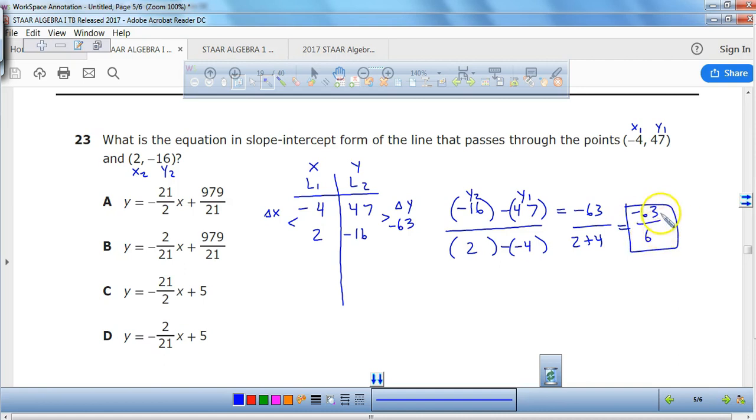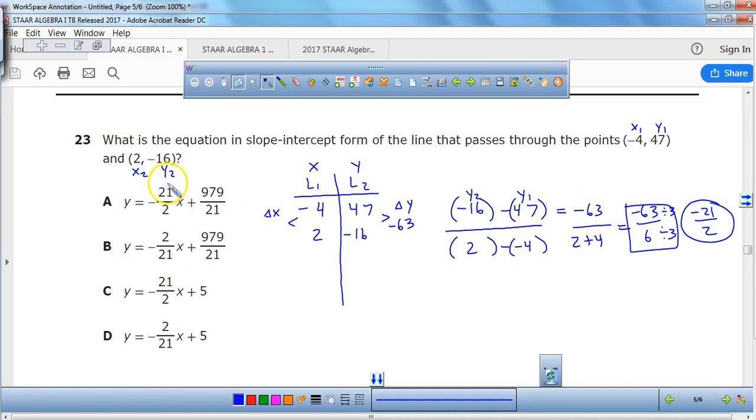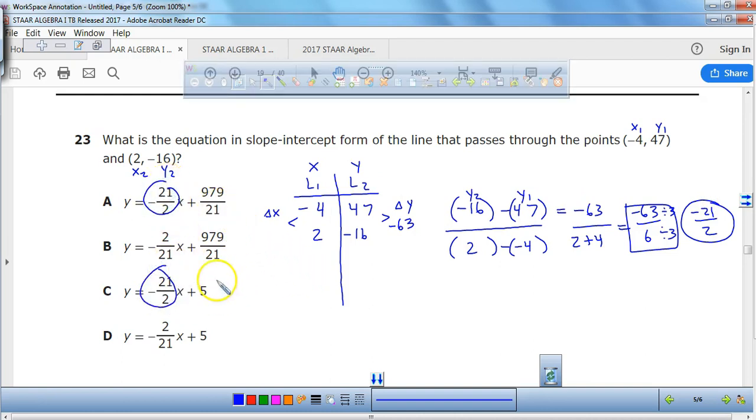Well, these are both divisible by 3. Okay, they're both divisible by 3. So if you divide this by 3 and divide this by 3, you get -21 over 2. So automatically we know the slope is correct for those two choices. So all we've got to do is figure out which one of these is the correct y-intercept. So B and D are totally wrong.